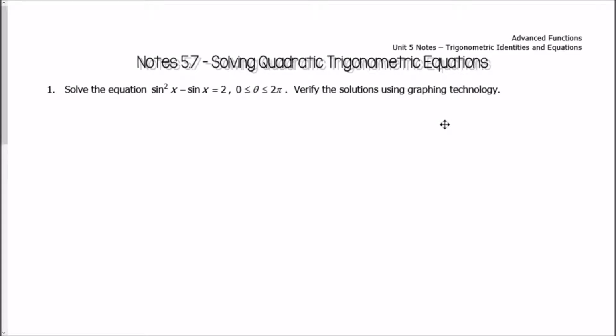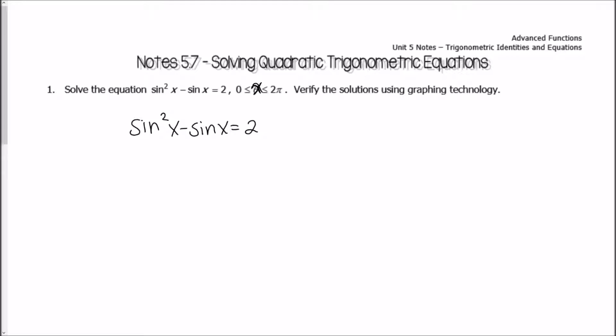Everyone, notes 5.7 are on solving quadratic trigonometric equations. So the first question that we have here says to solve sine squared x minus sine x equals 2 over this interval right here. Again, this should be x and not theta. And then we'll verify the solutions using graphing technology.